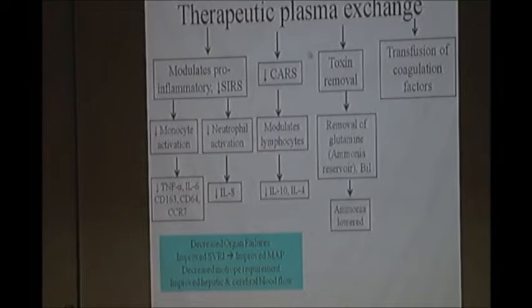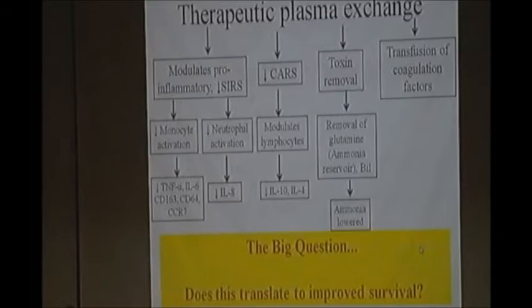Apart from this, there is a small component of removal of toxins, not only glutamine, but also bilirubin, aromatic amino acids, and several other toxins which are removed by plasmapheresis, and ammonia is lowered. And there is a small part of transfusion of coagulation factors, especially in those with very high INR, correction of coagulopathy. But the big question is, does all this postulated mechanism translate to improved survival in acute liver failure?